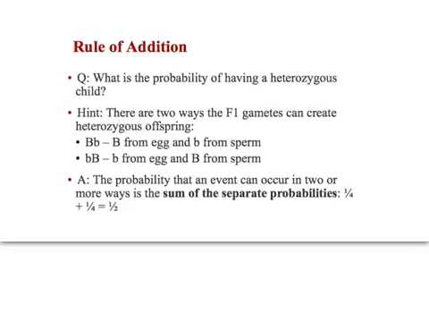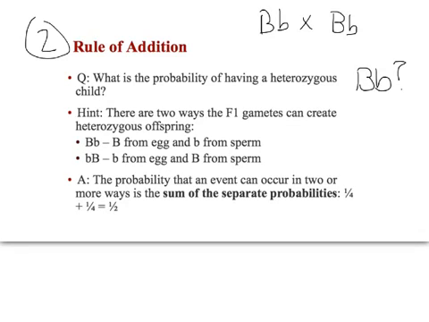So the other rule that we're going to look at is the rule of addition, and this one's a little bit more confusing. The rule of addition says that if there are two ways of getting the same outcome, you can add the probabilities together to figure out what the total probability is. So for example, if I have, again, two heterozygous parents, and I want to know the probability of the child being heterozygous, there are two ways this could happen.